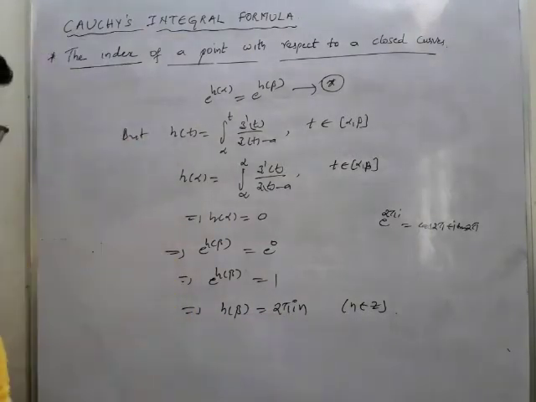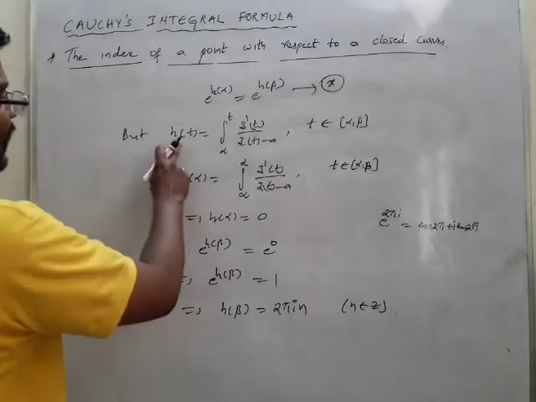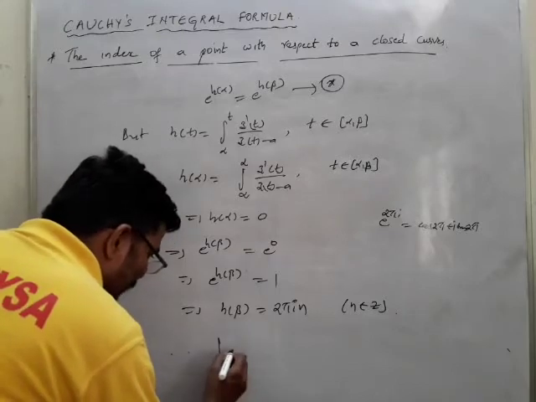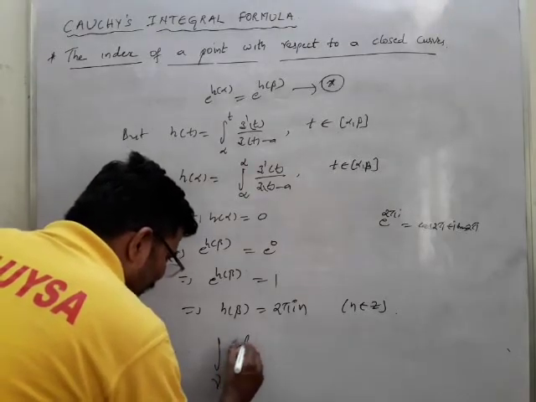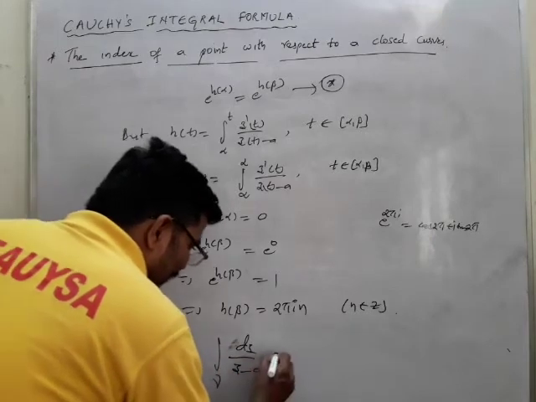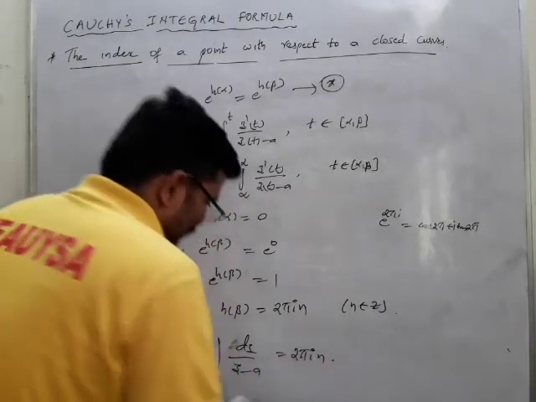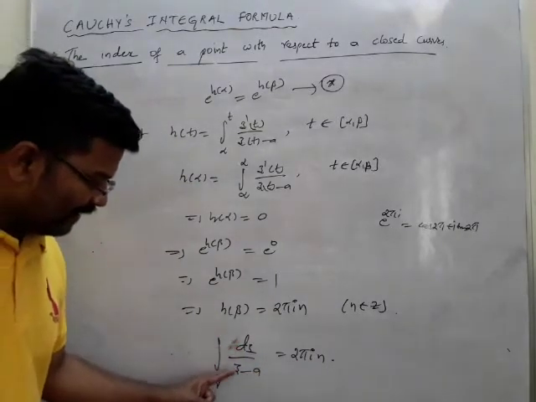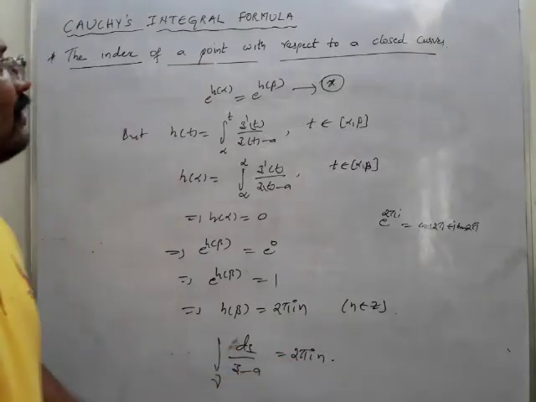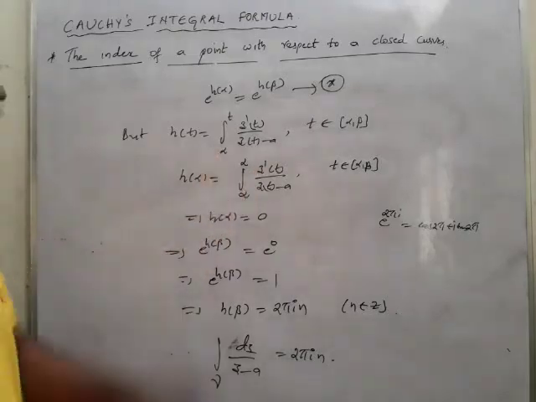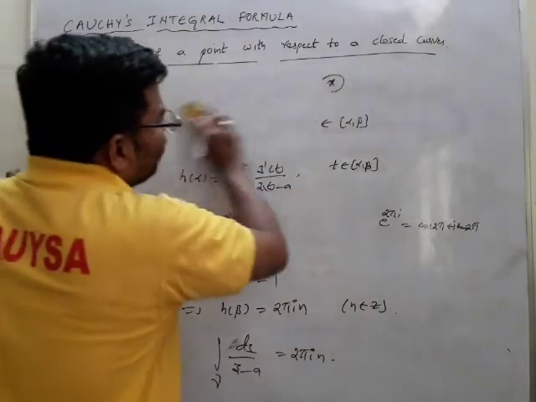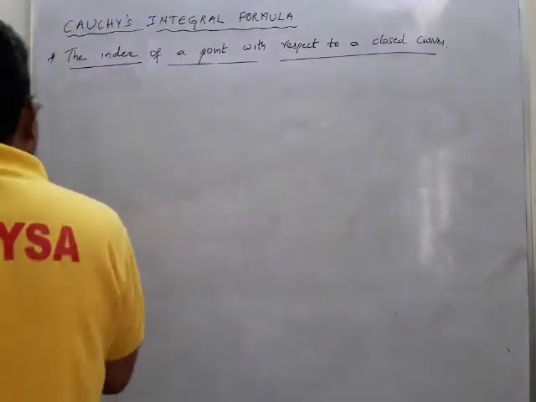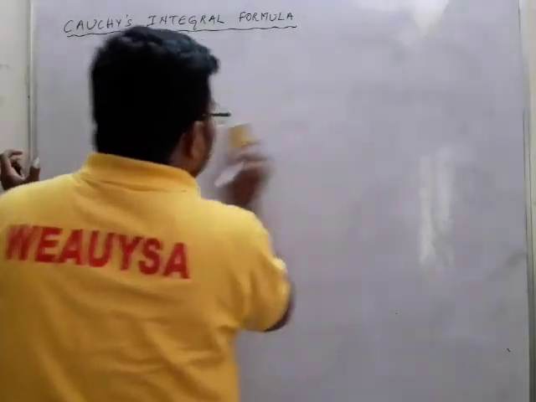So therefore I can write that the integral over gamma of dz by z minus a is nothing but equal to 2 pi i n. That is a multiple of 2 pi i. So whatever it is, the integral of dz by z minus a is 2 pi i n. Now this is the index of a point with respect to a closed curve. This is one way of proving this theorem, and you can also do it in another manner. We'll try to find out how.